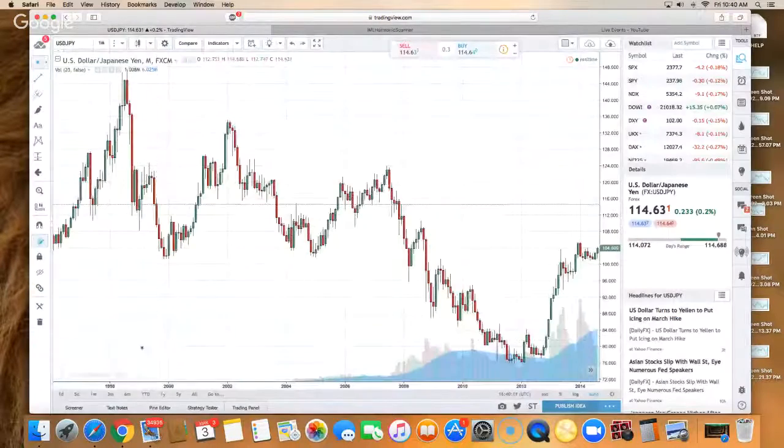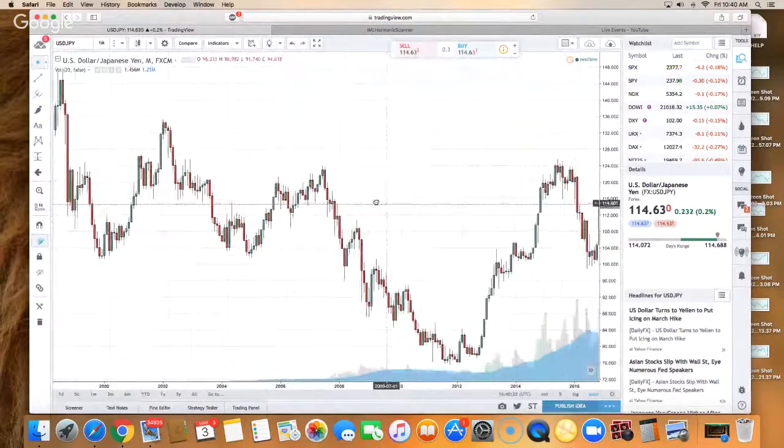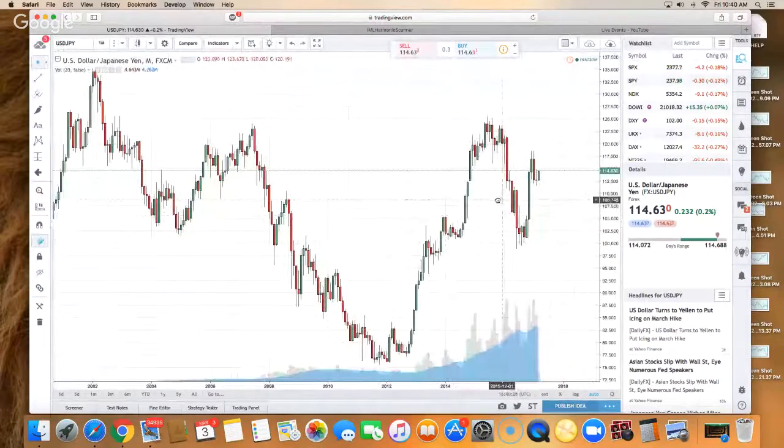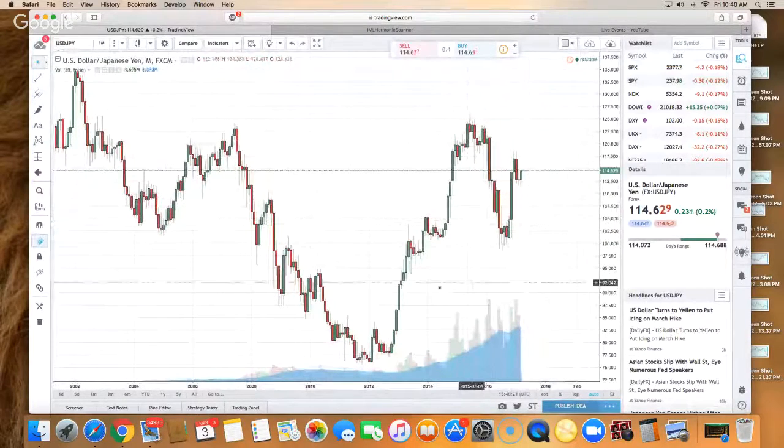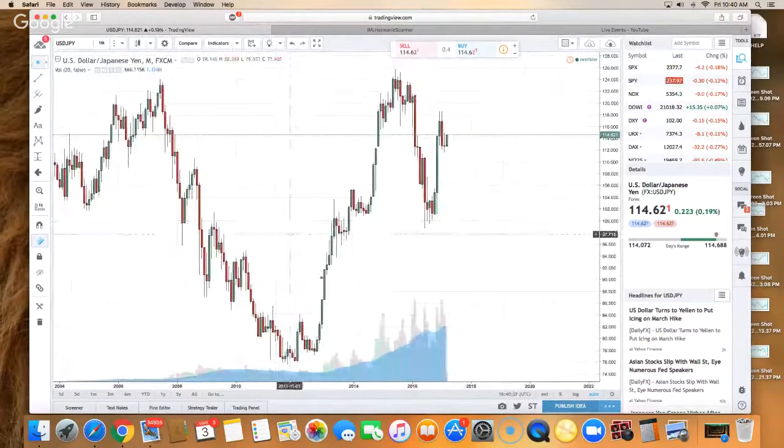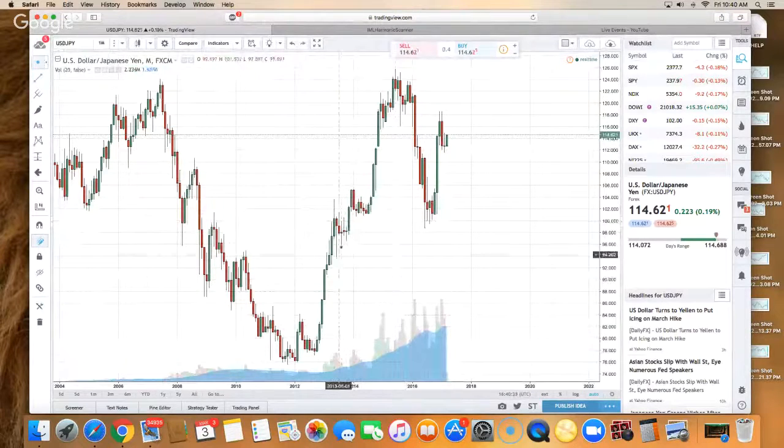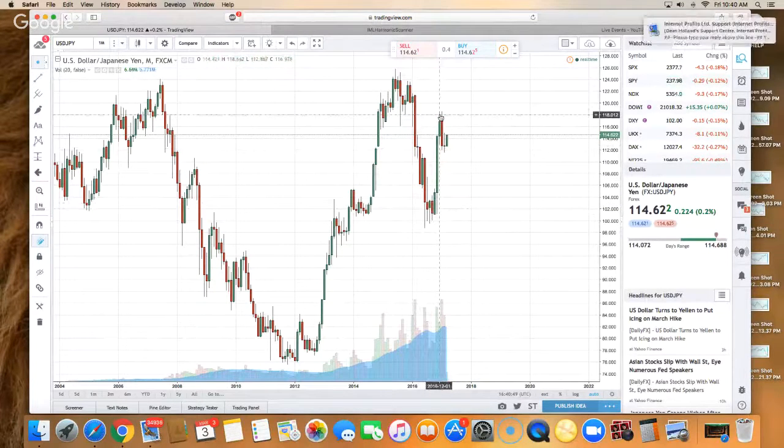So right now I'm on the USD-JPY pair, and I'm on the month chart. Okay, so what that means is each candle you see is 1 month. All right, and as you can see, we had a nice uptrend here. For the last over a year now, we had a pullback, or a little downtrend, and then we also have some more buyers coming into the market.